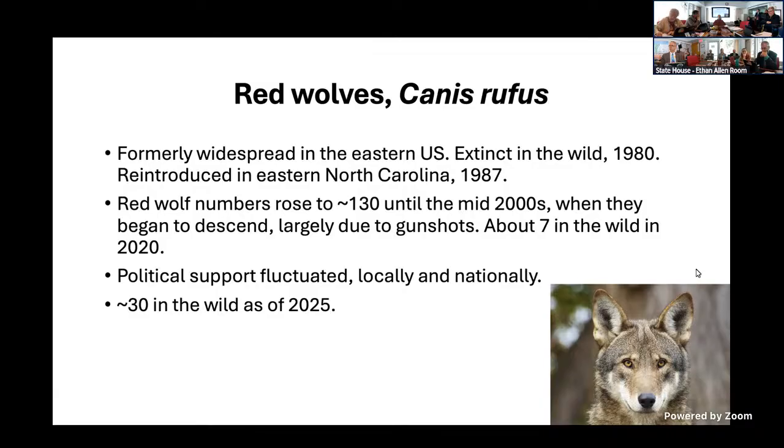For the following 20 years, the red wolf numbers rose, and then in the mid 2000s, they began to fall from, as you can see, a peak of about 130. The main cause of this was people shooting them. The nadir of the population was 2020, and there was about 7 left. Over the course of this time, political support fluctuated both in the Albemarle Peninsula and on the state and federal levels. Right now, there's about 30.